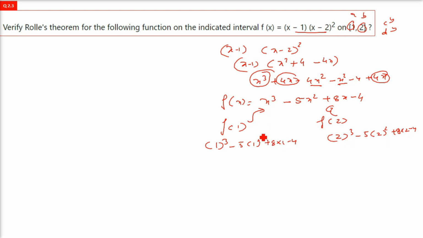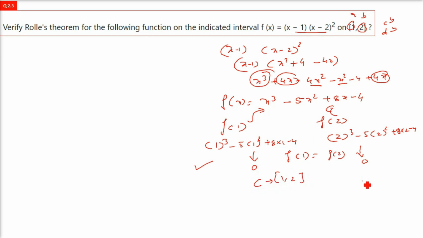So when you find out this number, it is going to be 0. This also will be 0. So f(1) is actually equal to f(2). So that is the third condition of Rolle's theorem being ascertained, being met. When you have these three conditions met, the fourth is simply the differentiation of the function, put it as 0, whatever x comes is your c, and that c should lie between 1 and 2.